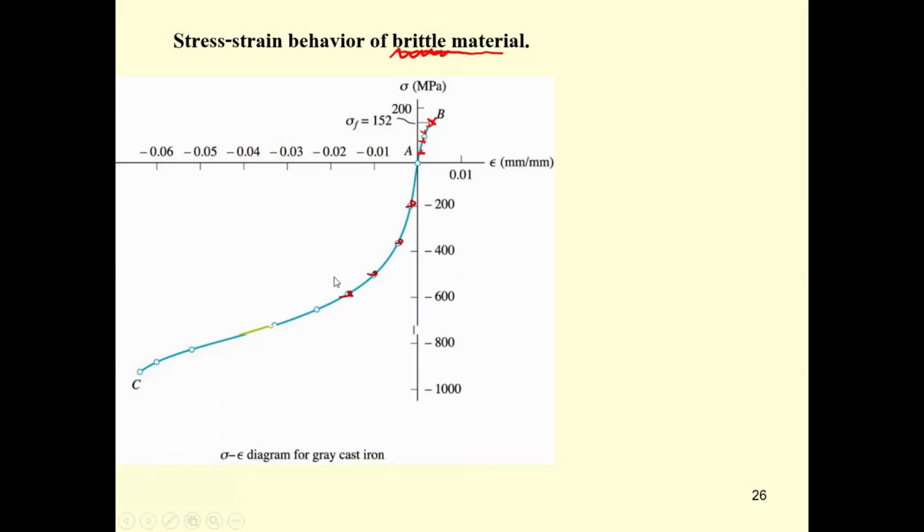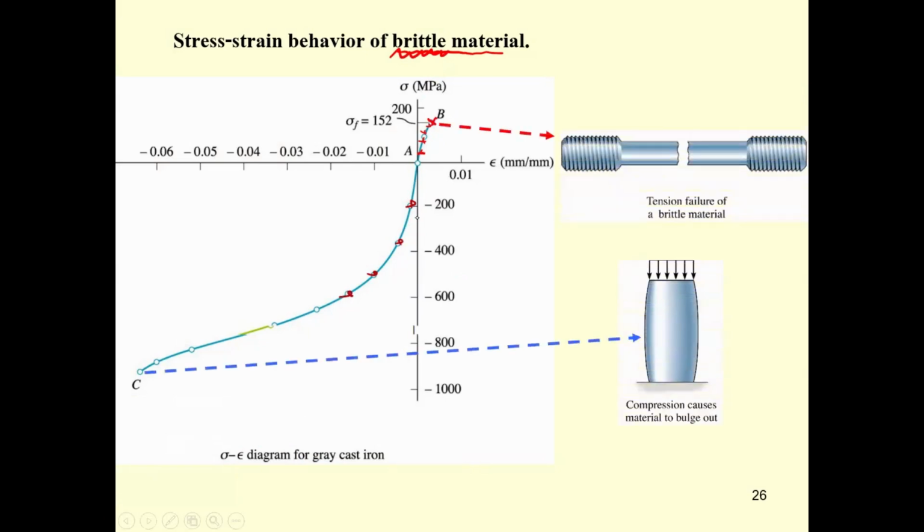Not only do the micro cracks close on each other, due to the Poisson effect the area of the specimen will be increased, as compression causes the material to bulge out. That means A will be larger than the original A. Then the cast iron will take very large compression.